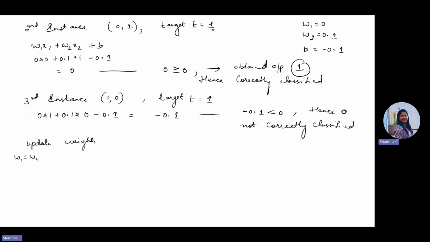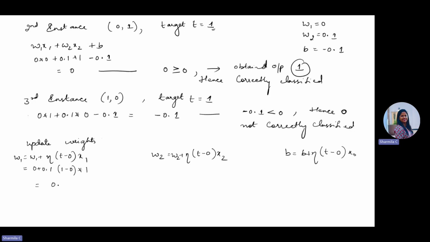W1 equals W1 plus the learning rate into (T minus O) into X1. W2 equals W2 plus the learning rate, the target output minus the obtained output, into X2. Bias equals B plus the learning rate, target output minus the obtained output, that is O, into X0. Substitute the values. So it is 0.1, then 1 minus 0 into 1.